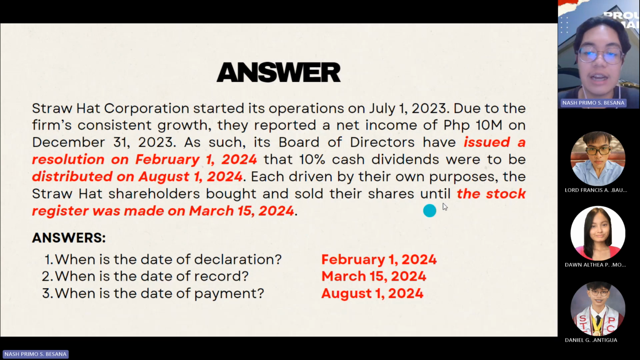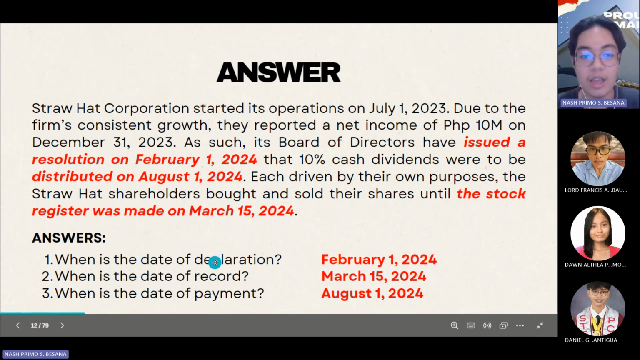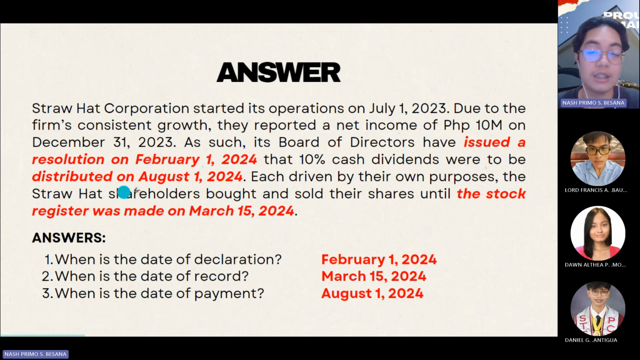Why March 15? Because it says there that the stock register, or the list of shareholders entitled to the dividends, was made then. And then lastly, for the date of payment, the key terms are distributed, paid, those kinds of words. And that is August 1, 2024, because it says cash dividends were to be distributed on August 1, 2024. So the dates are more of concepts and theories, but they are very important in making journal entries, because that is what determines which accounts to debit and credit.